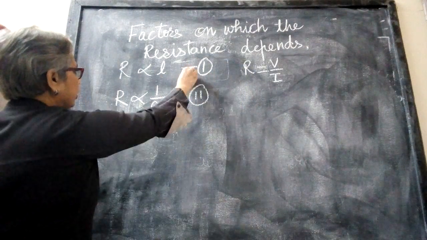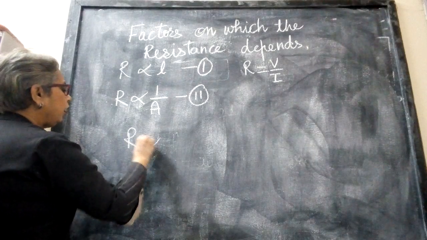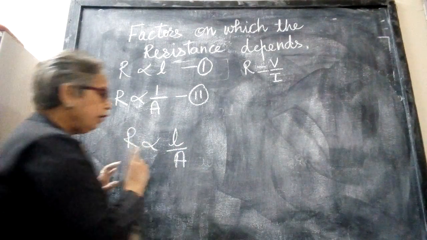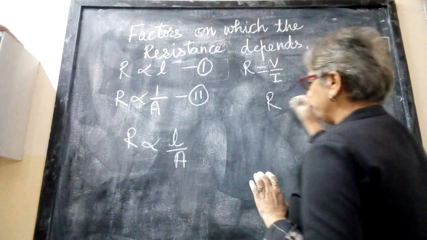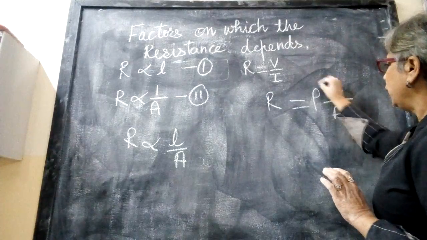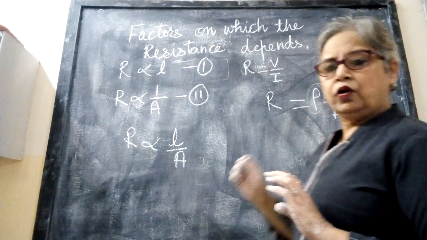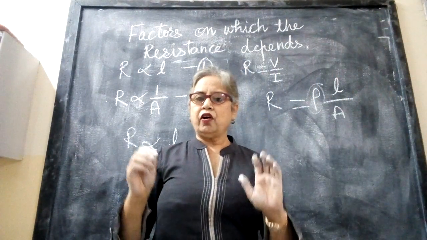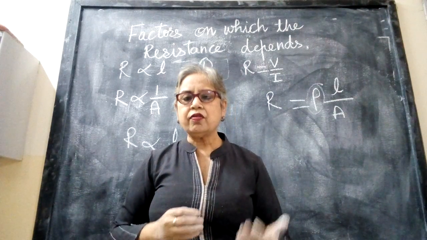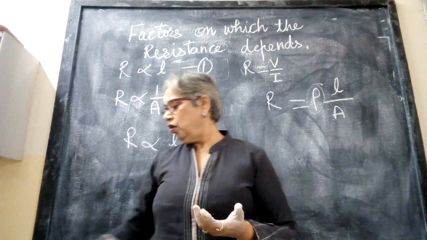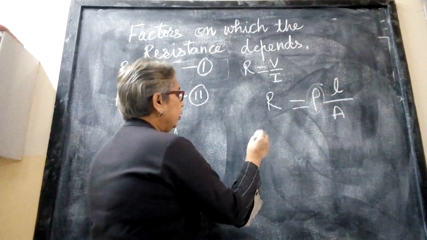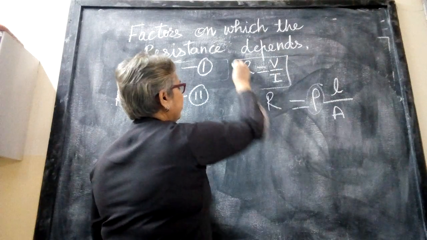Now from equation 1 and 2 we get R is proportional to L by A. Okay, if we remove the sign of proportionality, we come to R is equal to rho L by A. Now what is rho? Rho is the constant of proportionality and it is called the specific resistance or the resistivity of a given material. Okay, so now first we will define resistance.